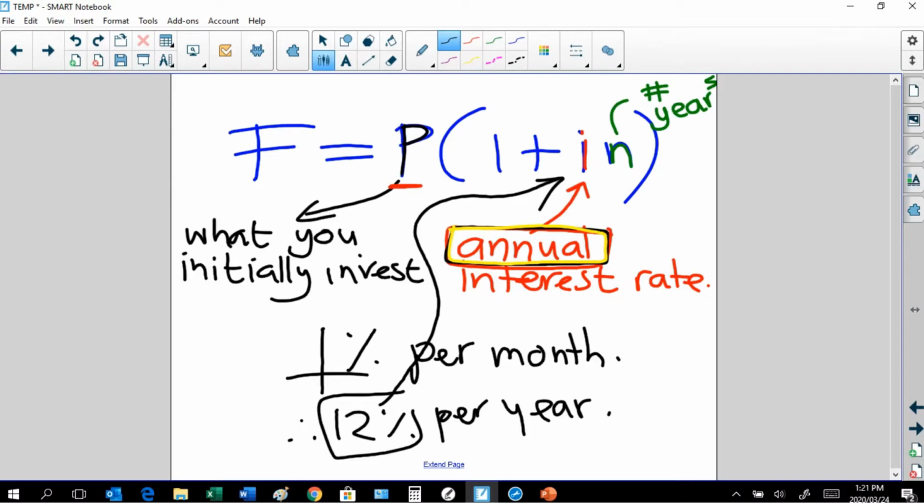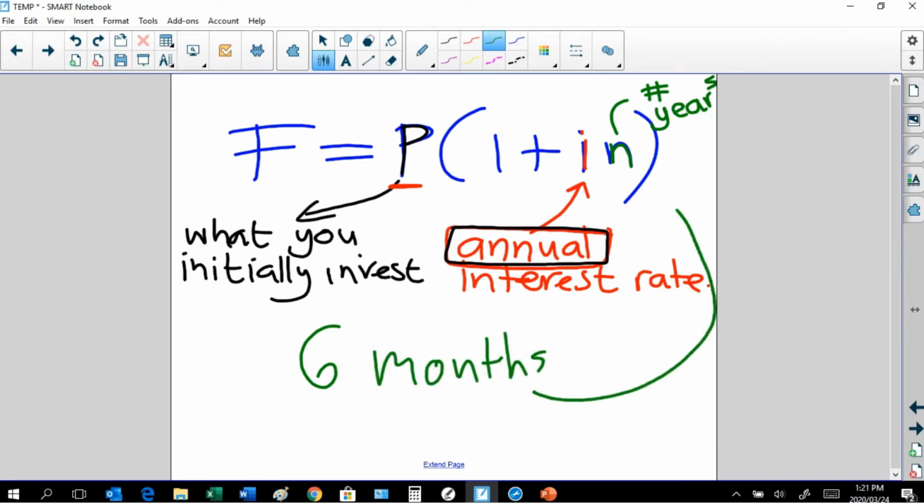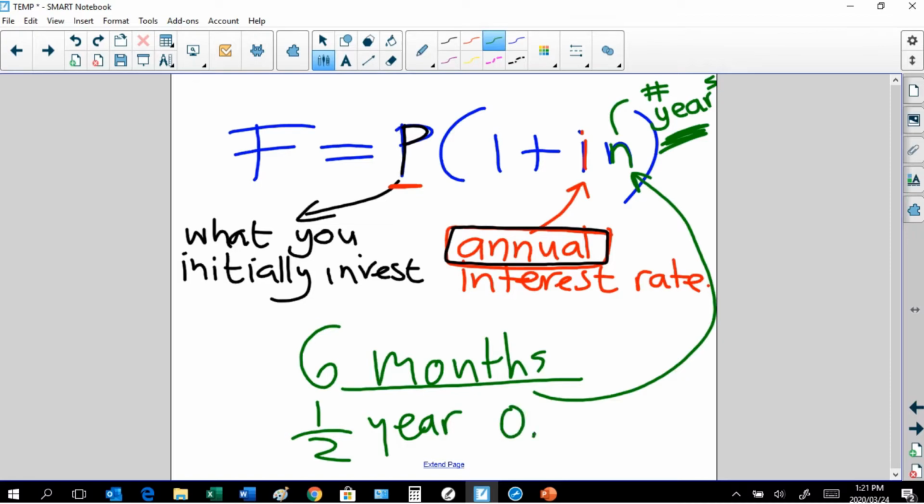And then the N. If they tell you that they're investing the money for 6 months, don't go and put a 6 in there. That's 6 months. Your N must be the number of years. So if you invest for 6 months, isn't that half a year? Which is the same as 0.5. So put 0.5 into your N.